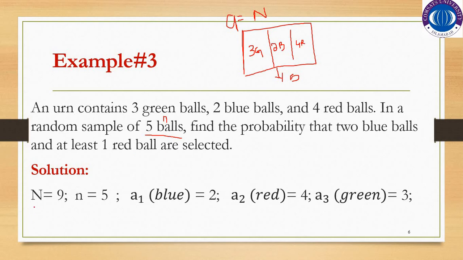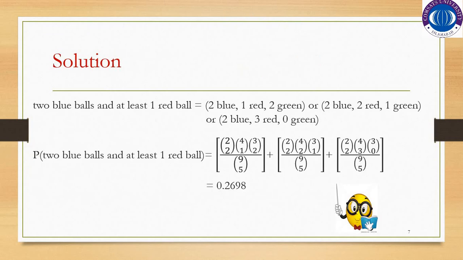So here you can see that capital N is equal to 9, small n is equal to 5. A1 is representing the blue color, A2 is representing the red color, and A3 is representing the green color. So A1 will be equal to 2 as you have 2 blue balls. A2 will be equal to 4 as you have 4 red balls, and A3 will be equal to 3 as you have 3 green balls. So here is the solution.